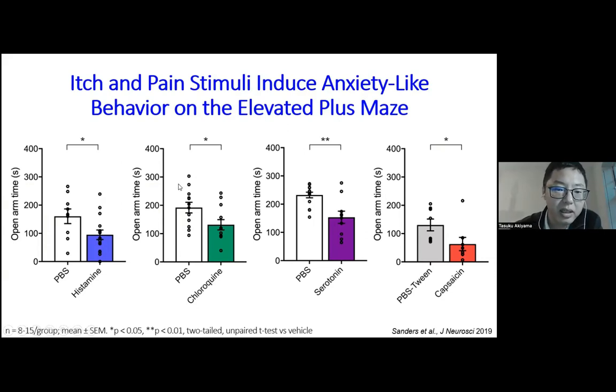Here, we inject the chloroquine, and then we place the mice in the elevated plus maze. Now, like histamine, we can see a significant reduction in the open arm time too. Same for serotonin, we can see a significant reduction in the open arm time. So those results indicate that each stimulus can induce anxiety-like behavior. And then we use capsaicin as a positive control, and we can see a significant reduction in the open arm time too.